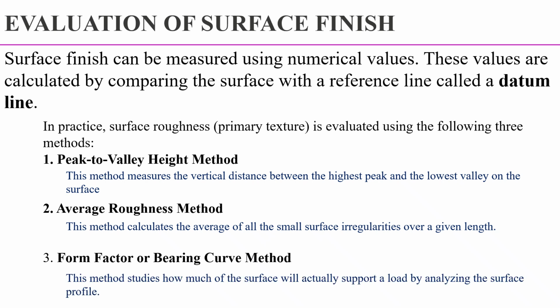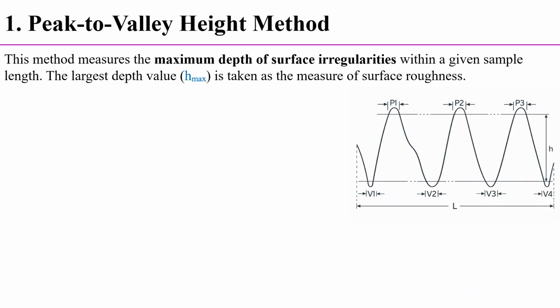And the form factor or bearing curve method studies how much of the surface will actually support a load by analyzing the surface profile. First, we will discuss the peak to valley height method. This method measures the maximum depth of surface irregularities within a given sample length. So the largest depth value is taken as the measure of surface roughness.